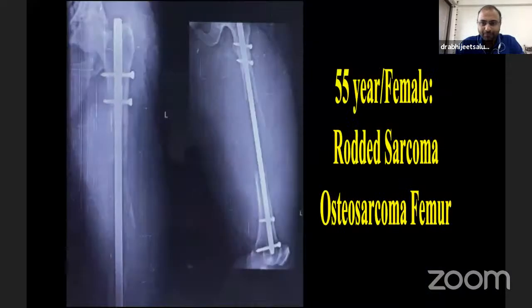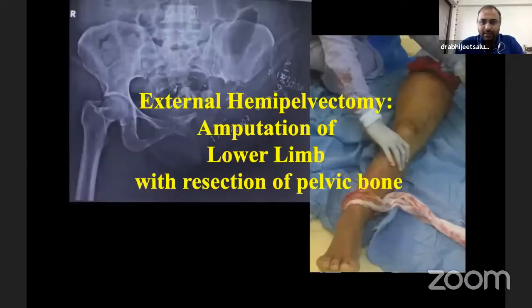Third case: a fracture in the femur, again thought to be myeloma or a metastatic lesion. The surgeon put a nail. On the left side, we can see the X-ray before the nail, and on the right side, the X-ray after the nail. This was quite a big lesion in a 55-year-old lady. This was osteosarcoma, treated with external hemipelvectomy, amputation of the limb, and the patient had a bad prognosis.